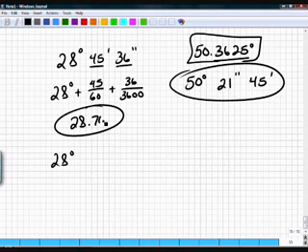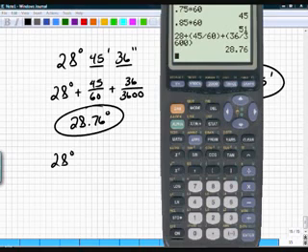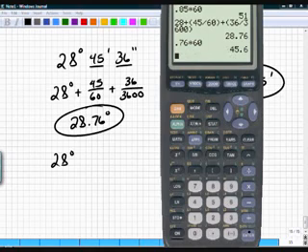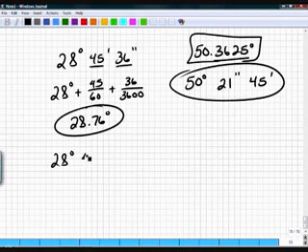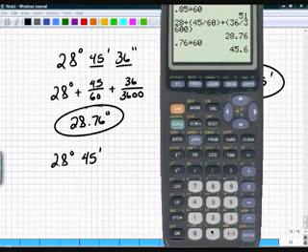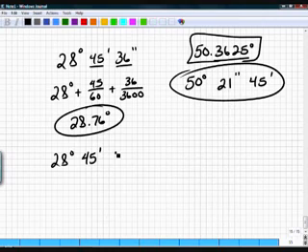28.76, that sounds better. 28.76 degrees, so now let's see if that matches up with what it's supposed to be. So the .76, if we do .76 times 60, we get 45.6, so 45 minutes, and then we do the .6 times 60 again, we get 36.